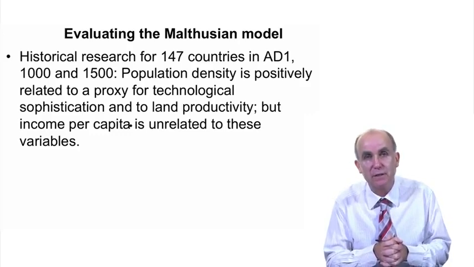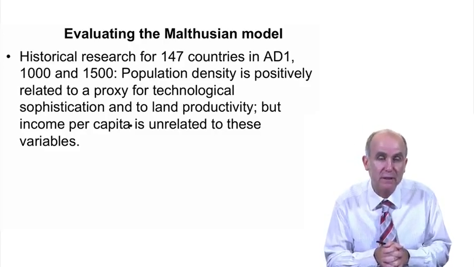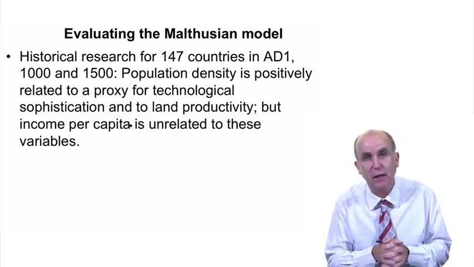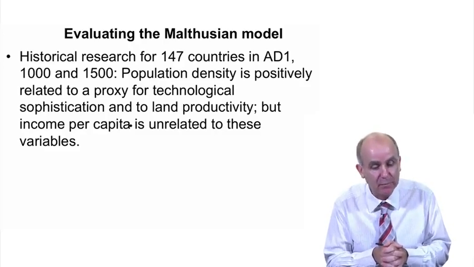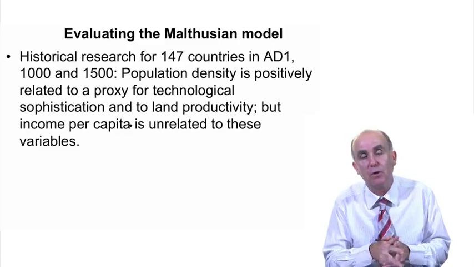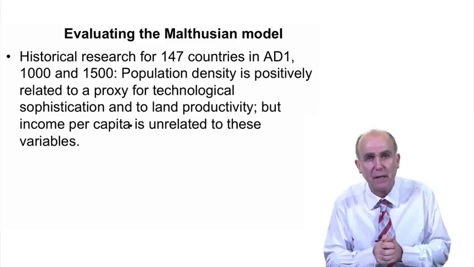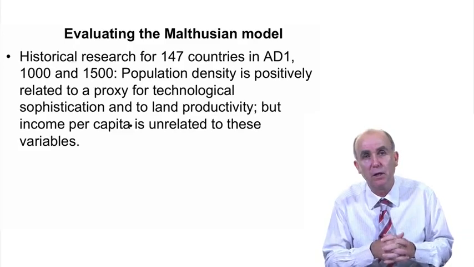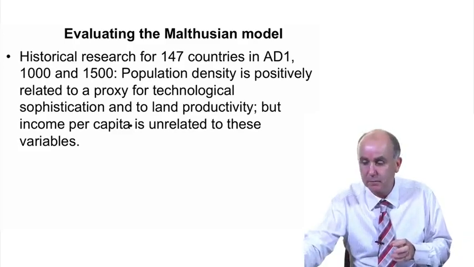They found that differences in population densities between the 147 countries in those years were related to a proxy for technological sophistication and land productivity, but income per capita at that time was unrelated to those variables. So over a long period of time, it does seem there's some evidence for the Malthusian model.